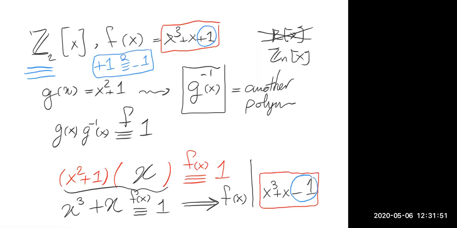So here, minus 1 is actually equal to plus 1. Therefore, this is the same as f of x, and any polynomial divides itself. So it simply means x squared plus 1 times x mod f is equal to 1, mod f of x.